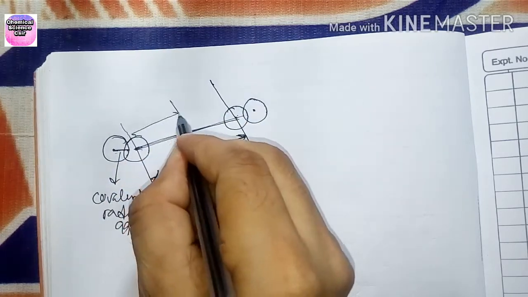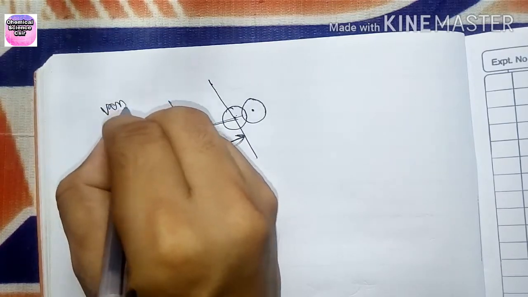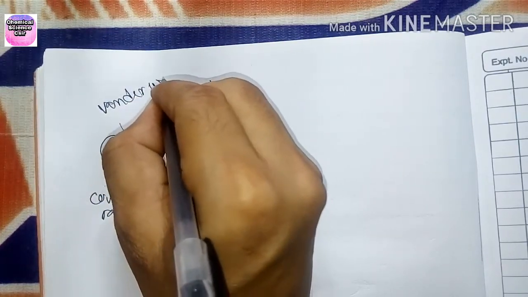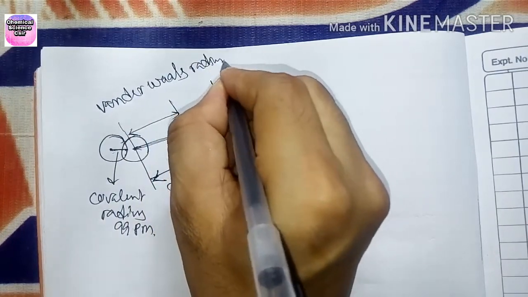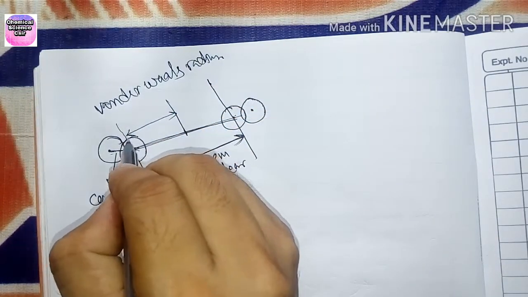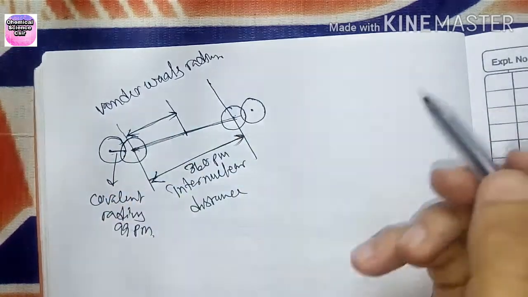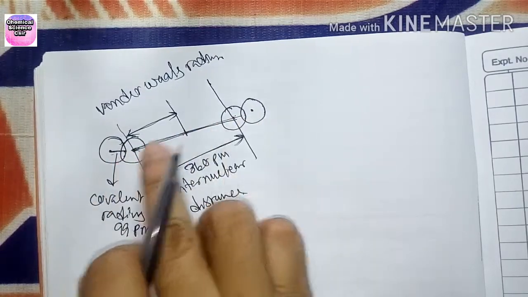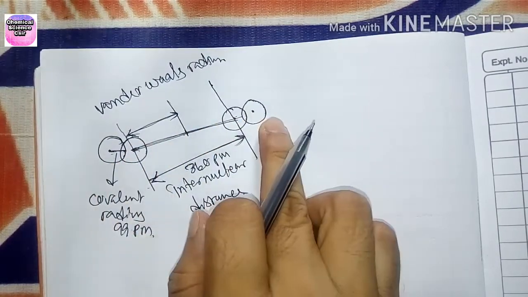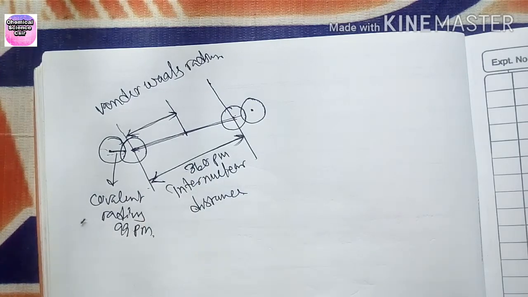So from here to here, this half, is called the van der Waals radius. The total is the internuclear distance between neighboring molecules, and this other part is the covalent radius.